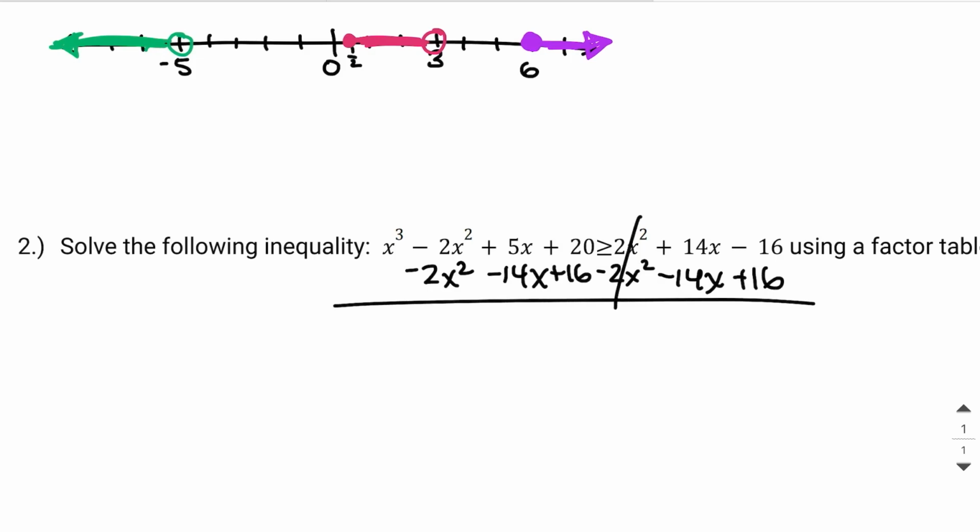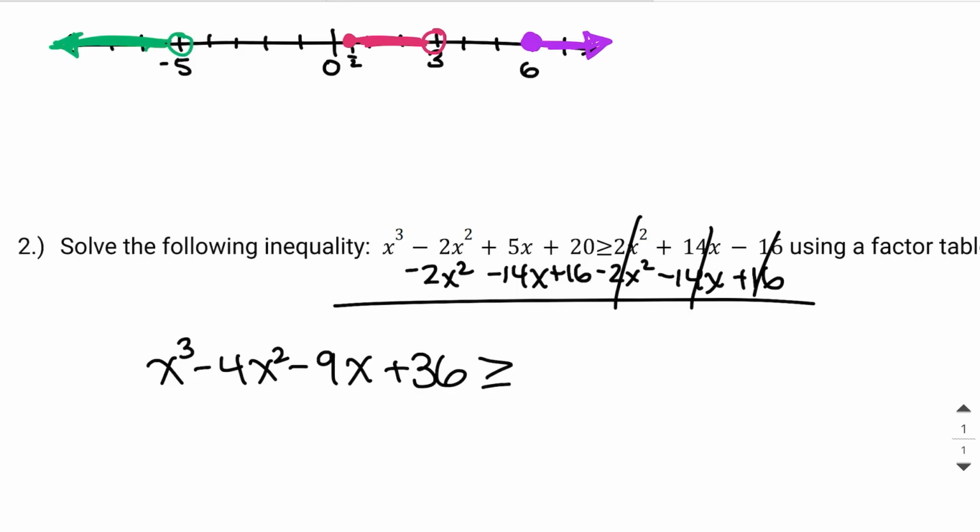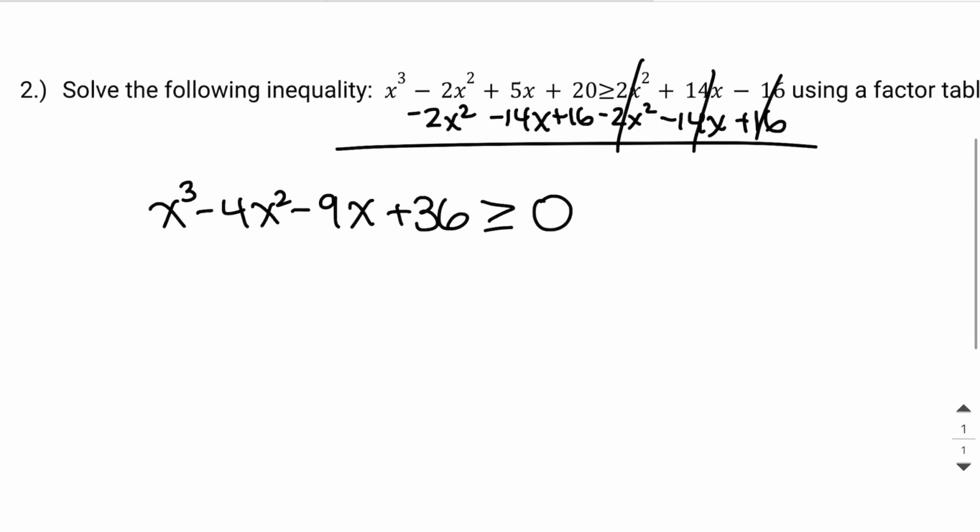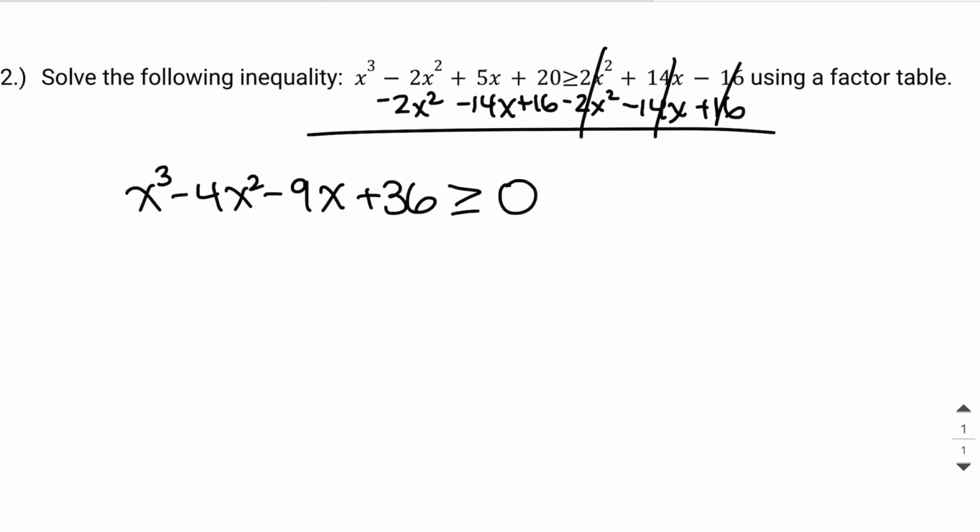So in doing so, these are all gone. So I end up getting x cubed. This turns into -4x squared. Here I get -9x. And here I get positive 36. And I have to use the inequality sign. This is greater than or equal to the number 0. Okay, because everything on the right side subtracted out to give us nothing.